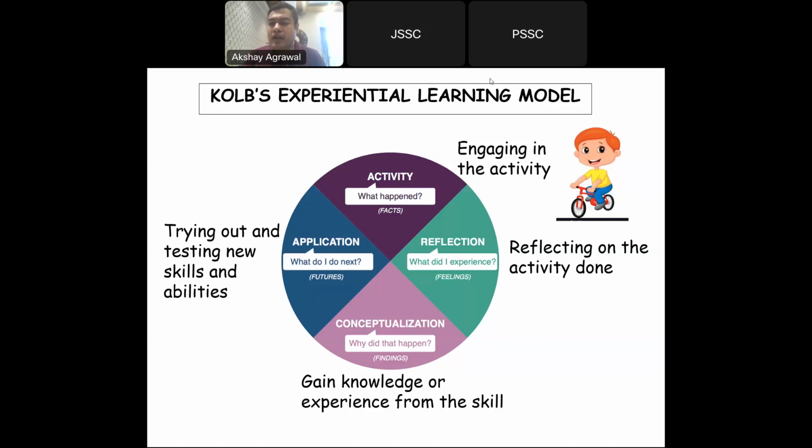And finally, it is very, very important to reflect on whatever you have done. If I've done an activity or I have done something, it is important to be able to reflect and understand the feelings of each person, that yes, we could get this across.